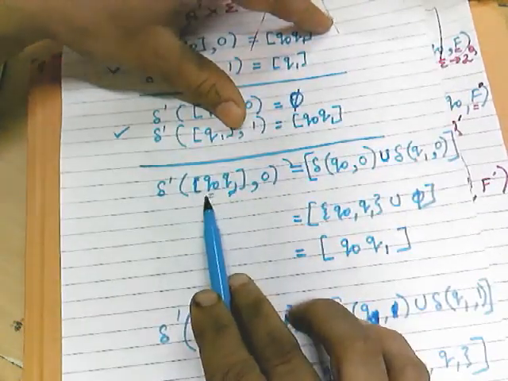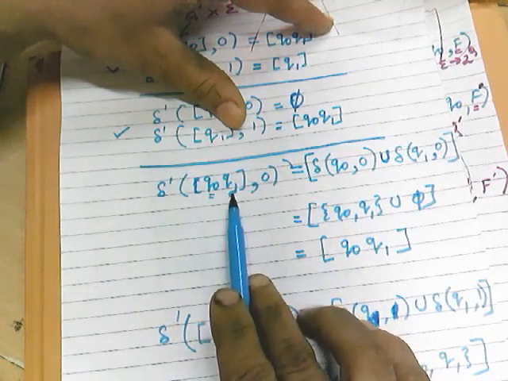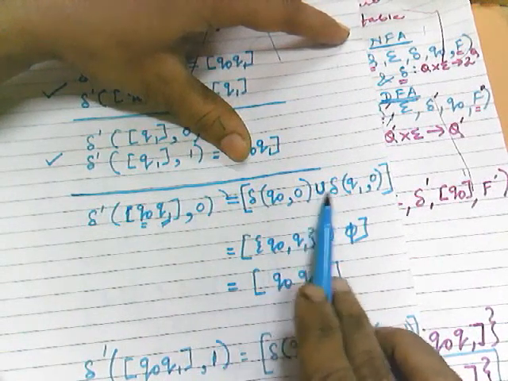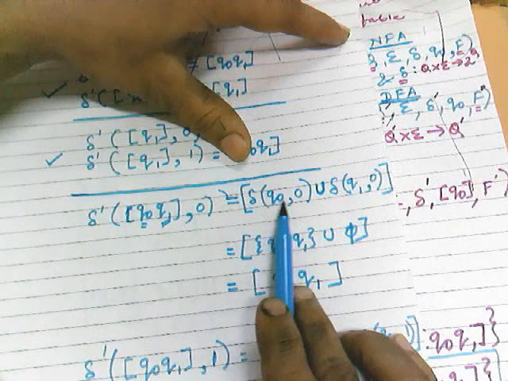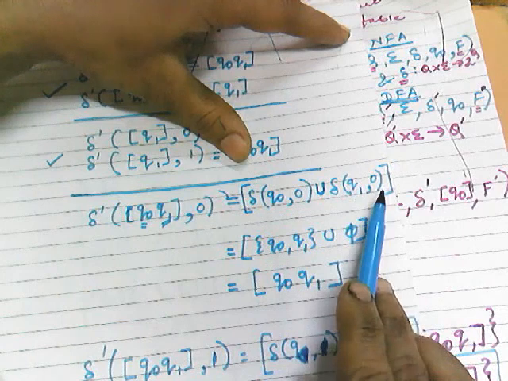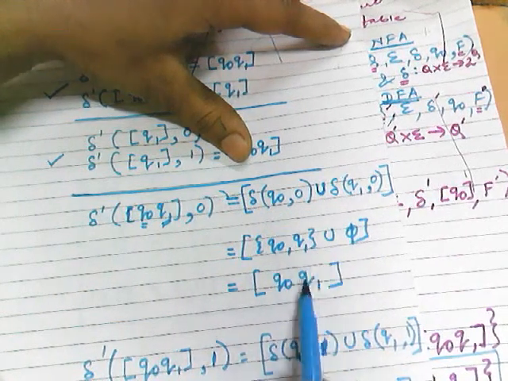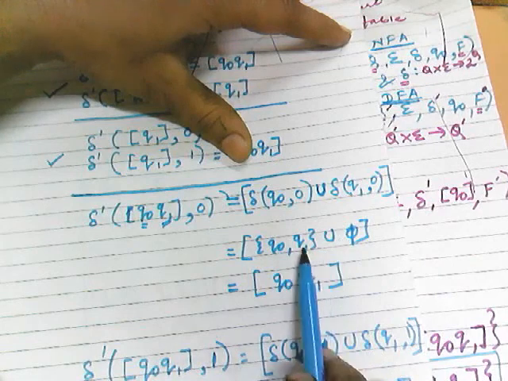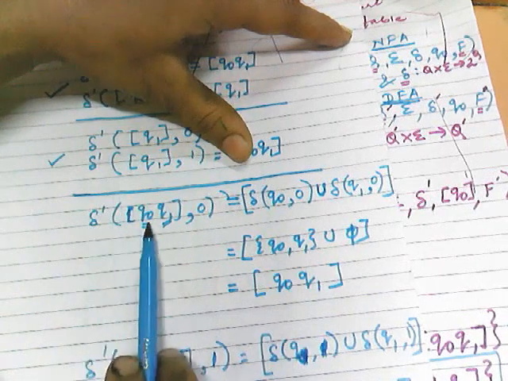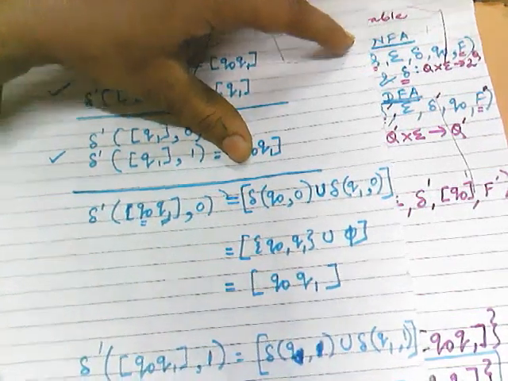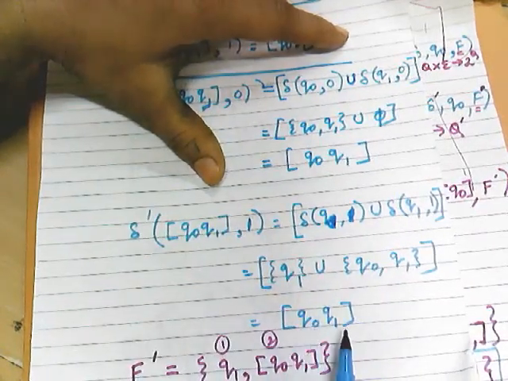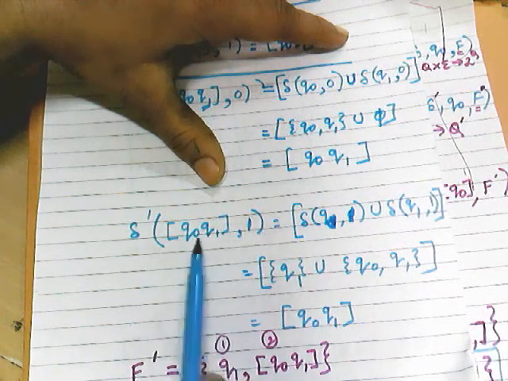And when we had this as the current state, how did we convert it? We represented the union of delta of q0 on 0 with the union of delta of q1 on 0, and then after doing the union, whatever resultant set of states remains is considered as a single state. So delta dash q0q1 on 0 moves to q0q1. Similarly, after applying the same thing here, we have received q0q1 as the next state for this combination also, right?